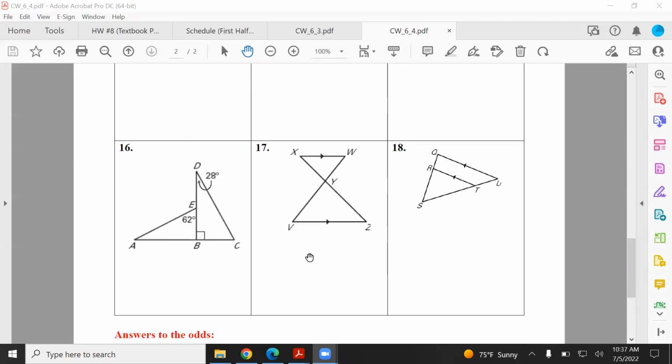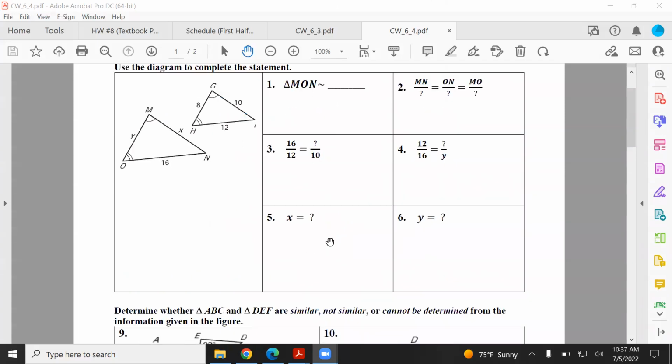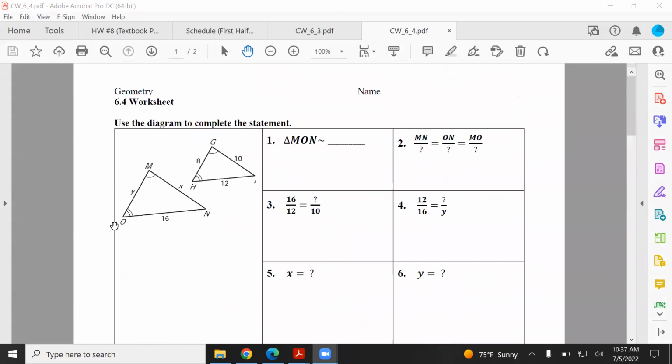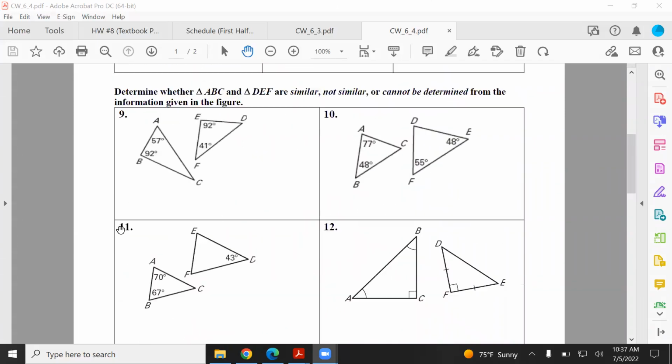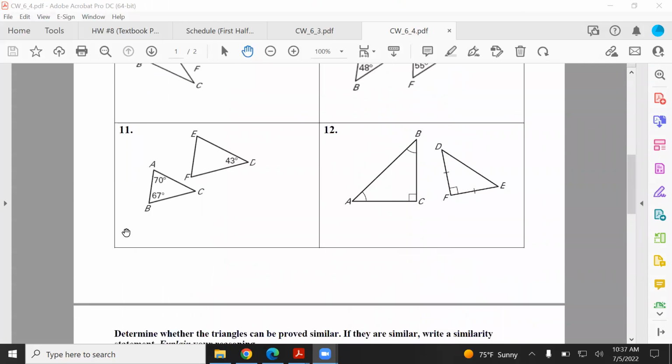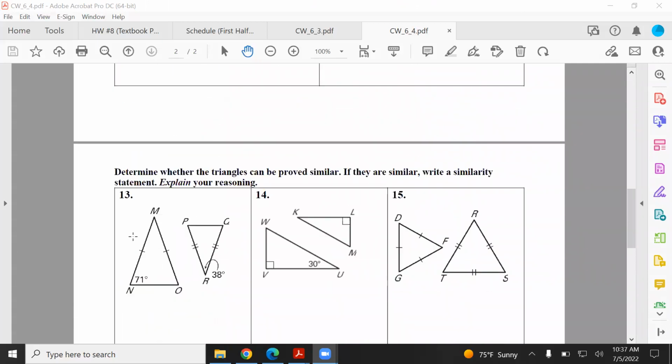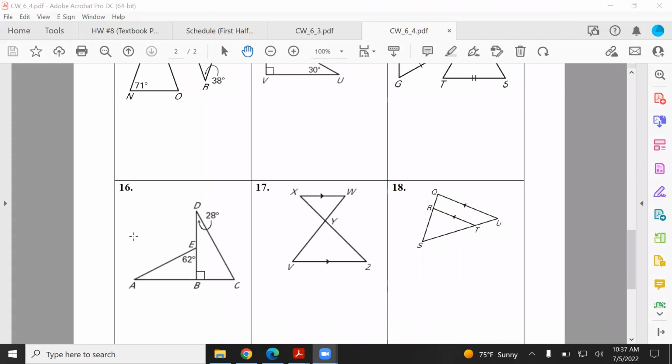So you guys are going to do the evens. You have 2, 4, 6 that deal with this situation. You've got 10 and 12, stating whether those are similar or not. So just look at the angles really. And then you've got 14, 16, 18. I'll go over the answers with you guys. That's 9 problems, might take a little while. Talk to each other, help each other, or call me over.